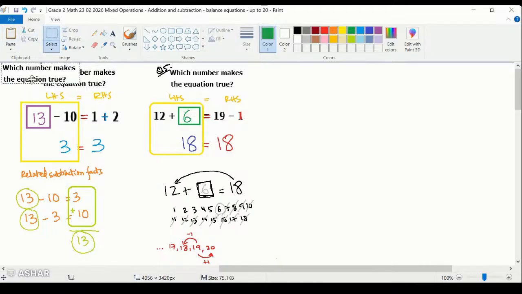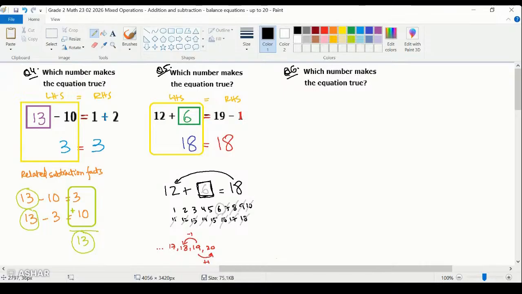Let's have a look at the next question. Question number 6 asks which number makes the equation true. They're saying 17 plus something should be equal to 20 minus 1. Let me just copy paste. If this is given to us, they're asking us to find the missing number.